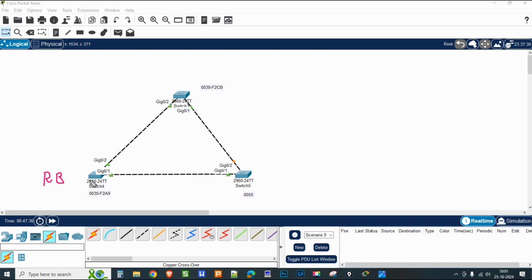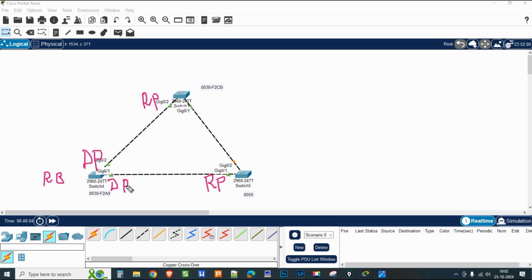Now, if the switch is connected to the root bridge on the opposite side, it becomes the root port. This is the second election process. Which switch has the root bridge? Then the opposite port that is connected, every switch has the root port. Third one, designated port. The ports connected on the root bridge are designated ports.